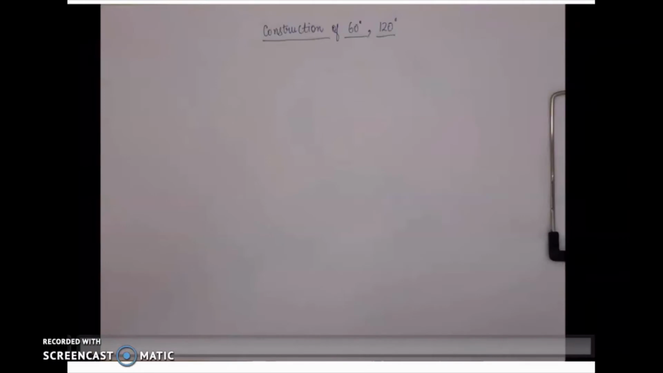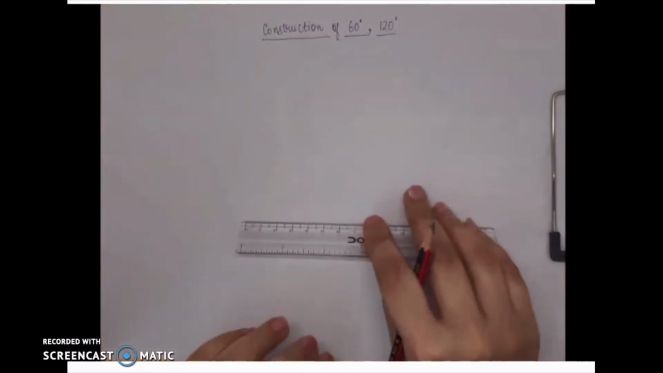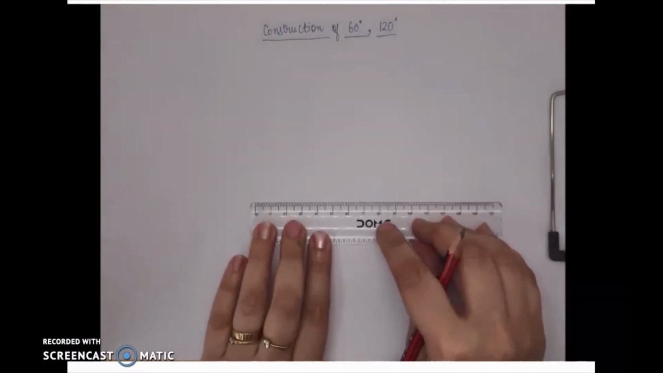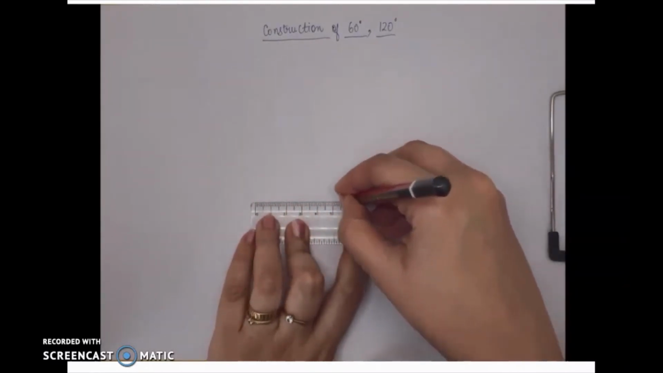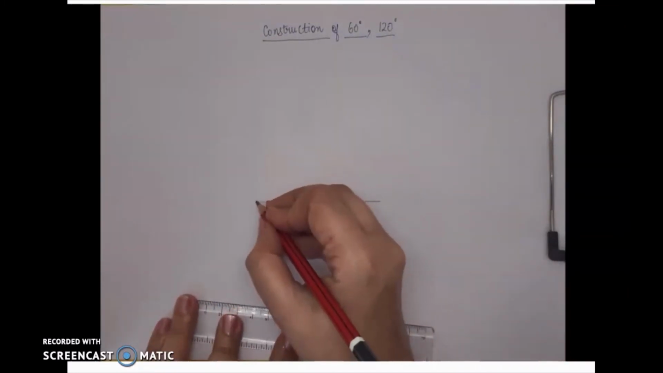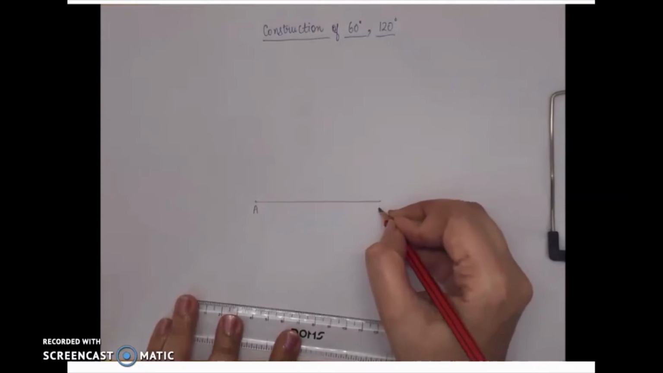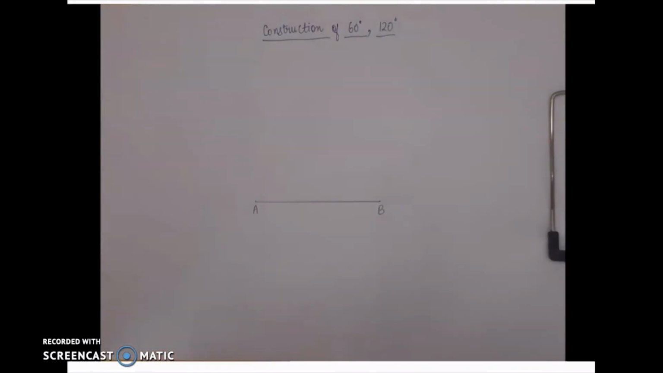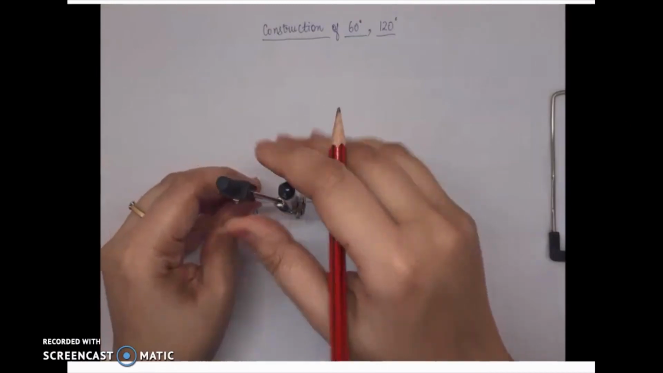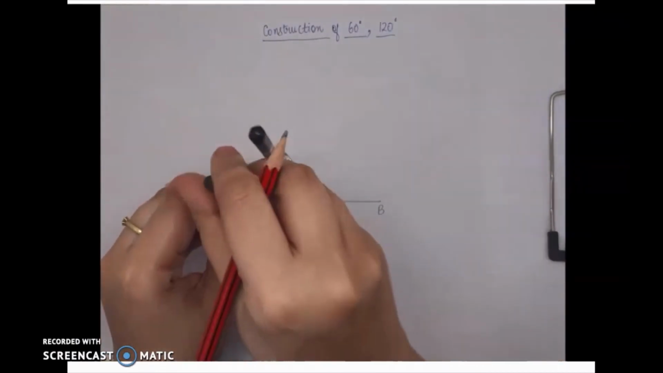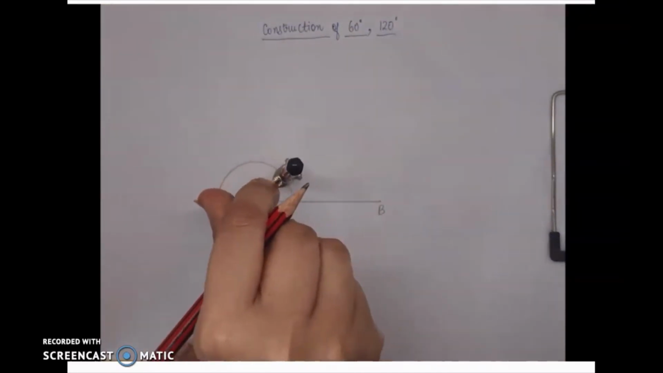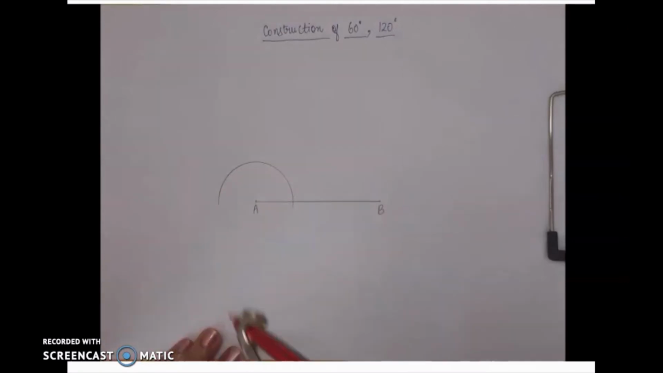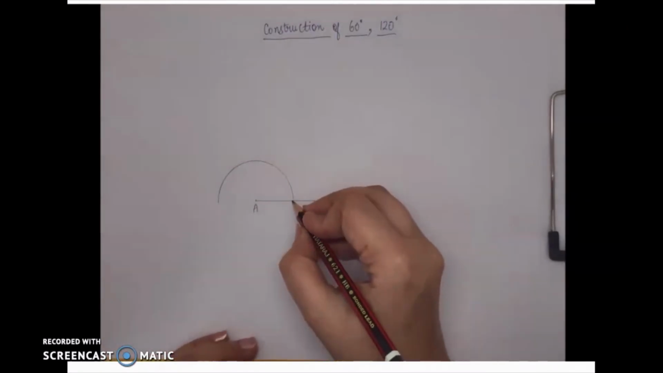So next we are going to see construction of 60-degree angle and 120-degree angle. So for that, first I will be drawing a baseline. Okay, baseline is where I have to draw the angle. So this is my baseline AB. Now point A I will be taking as the vertex of the angle. So at the point A, I am taking any radius and making a semicircle. Now this radius can be any random radius, but once you fix the radius, then it will not change.